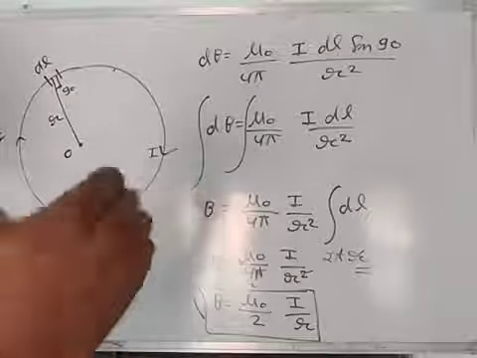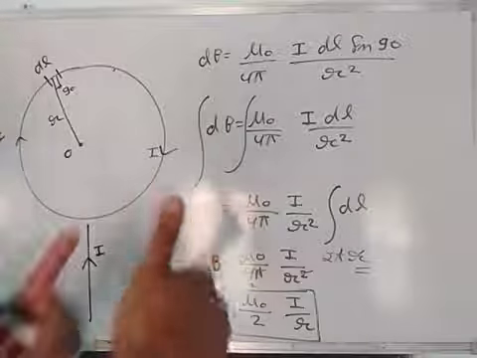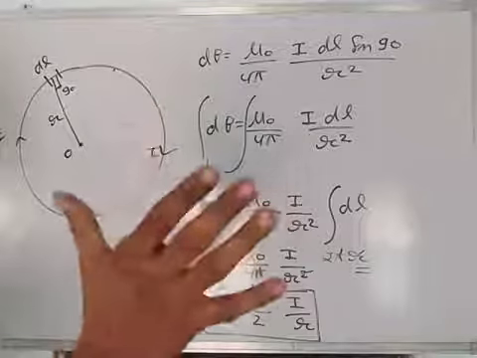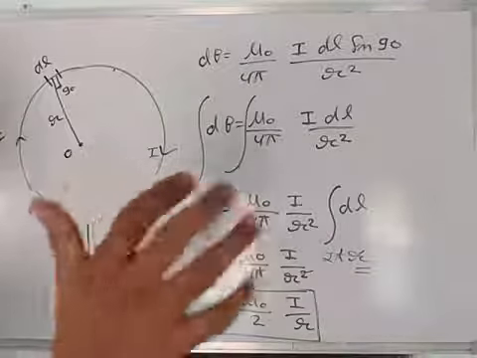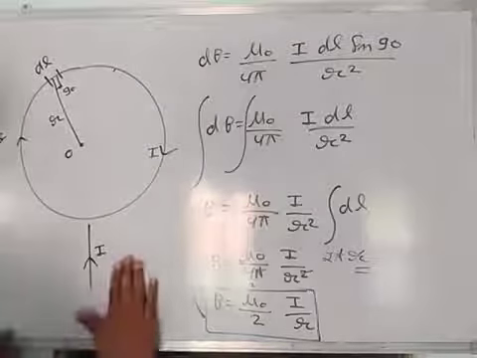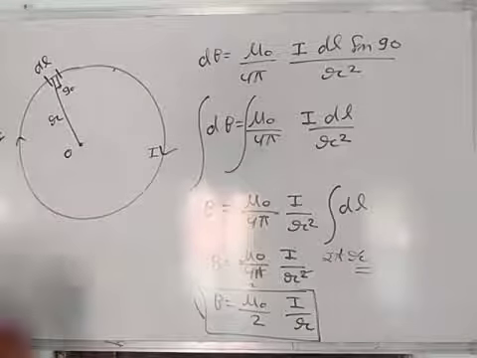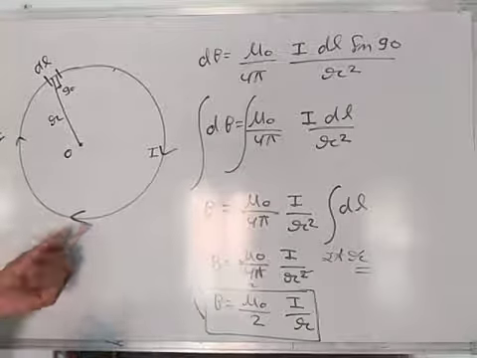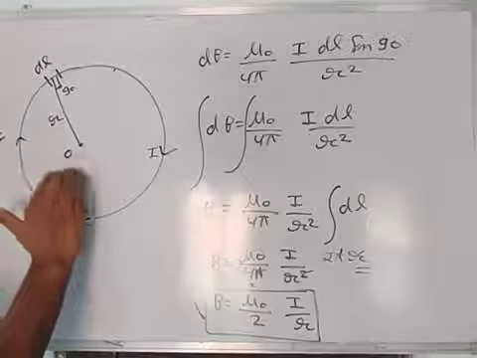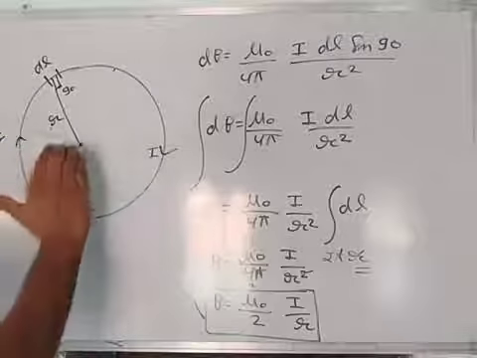Right hand screw rule. You can determine this direction using the right hand screw rule, which says if the thumb gives the direction of current, then the curled fingers will give the direction of magnetic field. In the same way, here you can see, for this point, the thumb is in the direction of current and the curled fingers are pointing inward, and here the field is inward.